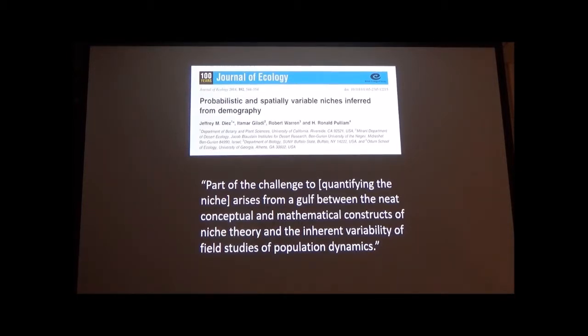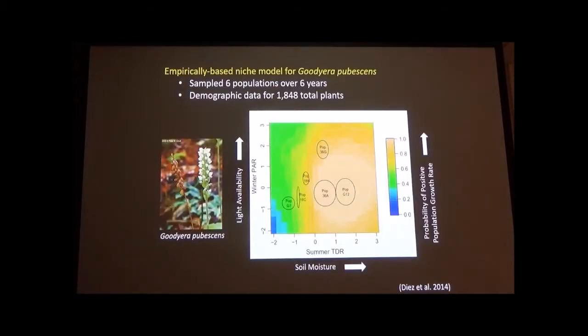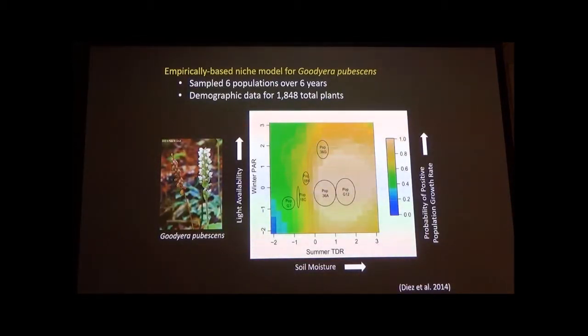They're really looking at the niche from a persistence demographic perspective in the field. And it only took 65 years, or more, something like that, to really do this, at least in a way that I thought was very compelling. So what they did, they were looking at this orchid, Goodyera pubescens, down in Georgia, I think. And they sampled 6 different populations over 6 years, a huge effort, demographic data for nearly 2,000 plants, tracking survival and growth, reproduction. And what they did is combined this with information about soil moisture and light availability.